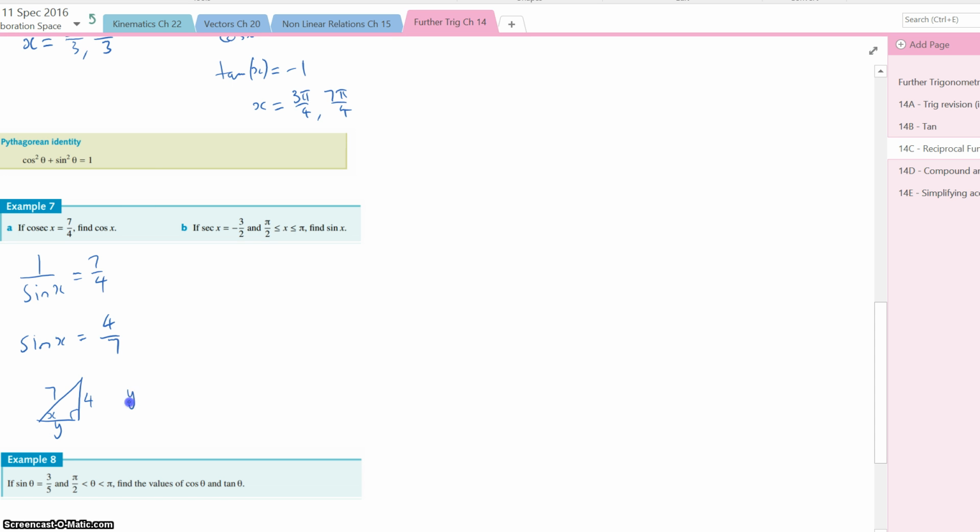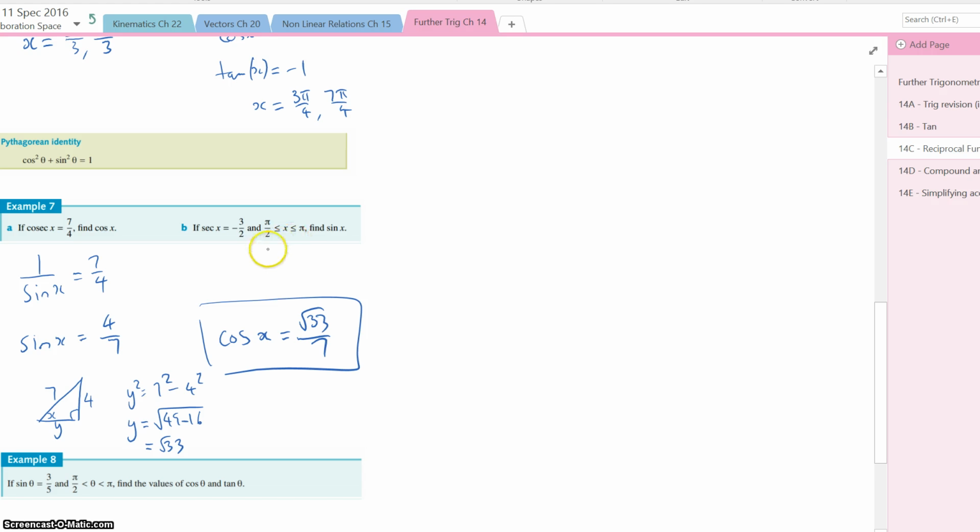So y squared equals 7 squared minus 4 squared, which is the same as the square root of 49 minus 16, which is root 33. So therefore, if I want to find out cos x, which is just the adjacent over the hypotenuse, that's just root 33 on 7. Done.